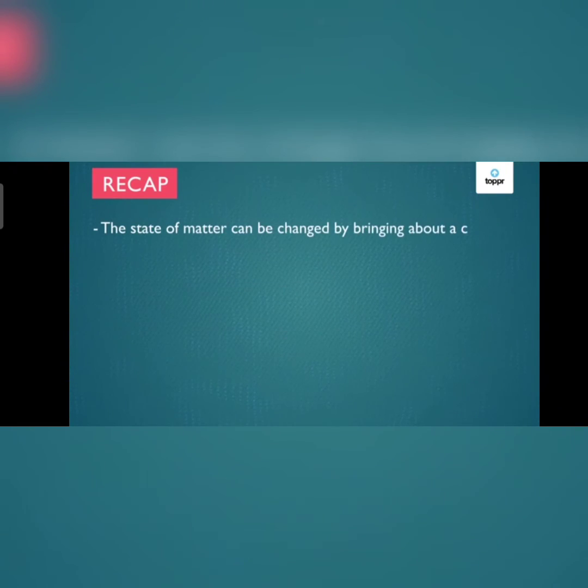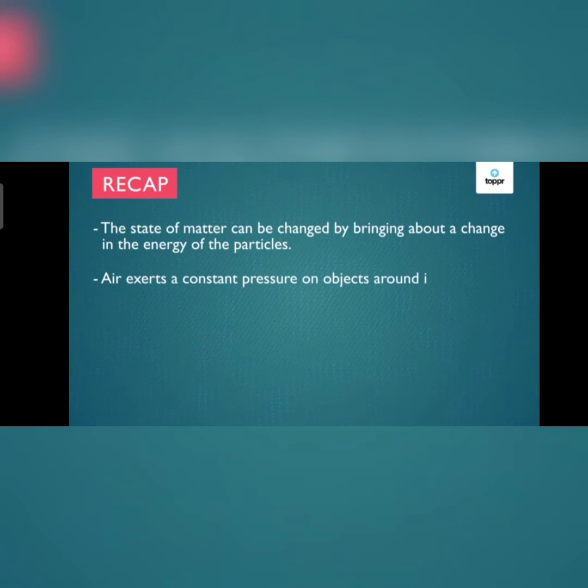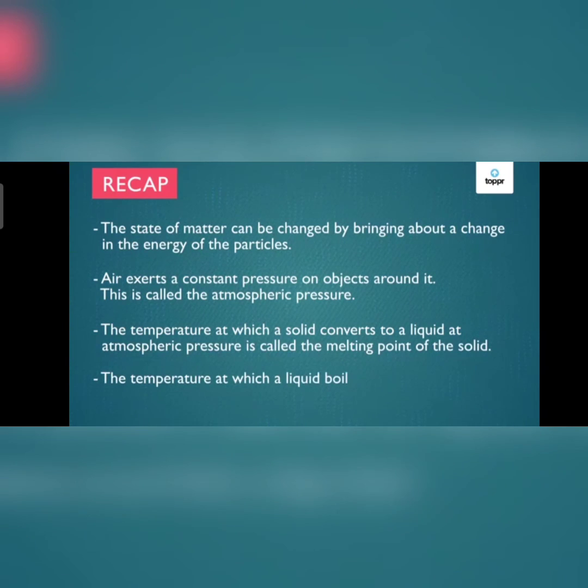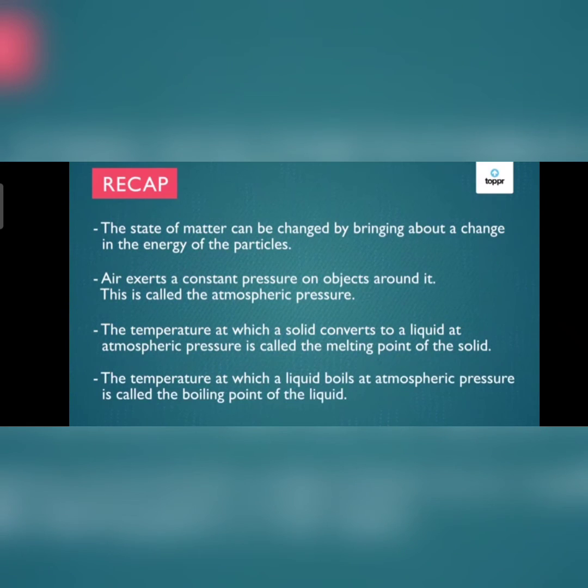But for now, let's quickly recap what we've learned. The state of matter can be changed by bringing about a change in the energy of the particles. Air exerts a constant pressure on objects around it. This is called the atmospheric pressure. The temperature at which a solid converts to a liquid at atmospheric pressure is called the melting point of the solid. The temperature at which a liquid boils at atmospheric pressure is called the boiling point of the liquid.